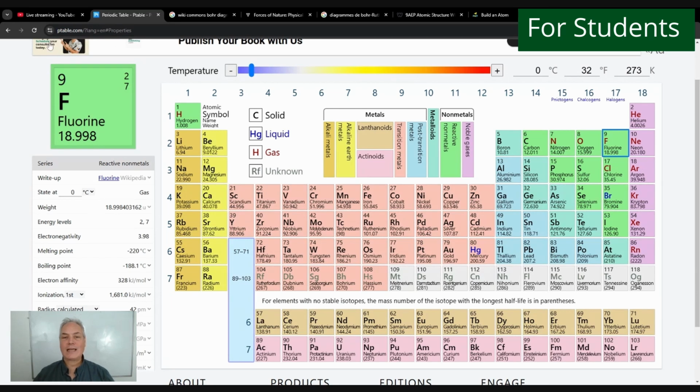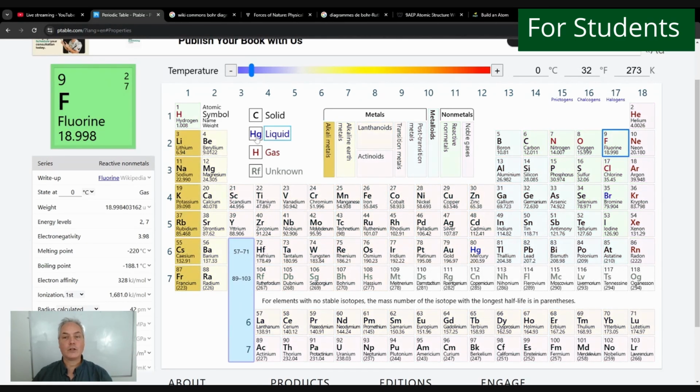Now, what's interesting with the atomic number is that it also gives us the number of protons, a positive subparticle in the nucleus. The protons give the identity to a specific atom, which is part of the element we have here. So that's the first thing.